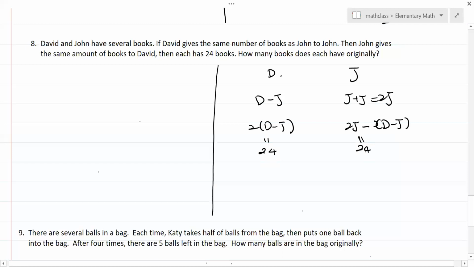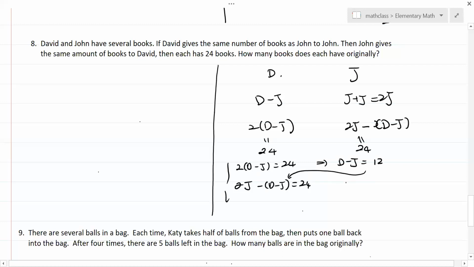Okay, 24. So now you can have 2D minus J equals 24. 2J minus D minus J equals 24. So let's see how to get that. D minus J is going to be 12 because it's divided by 2. And that 12 is going to be put here. So 2J minus 12 equals 24. Then 2J equals 36, adding 12 to both sides. That implies J is going to be 18.